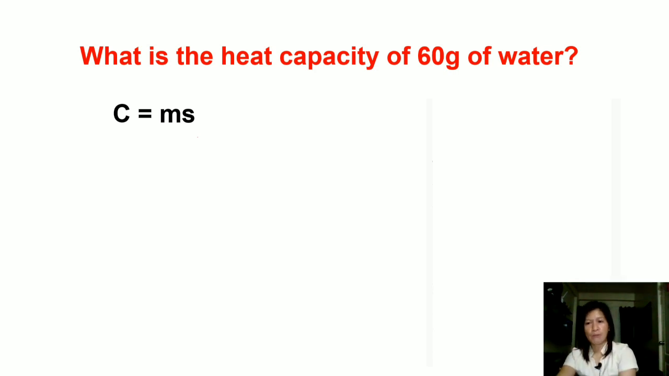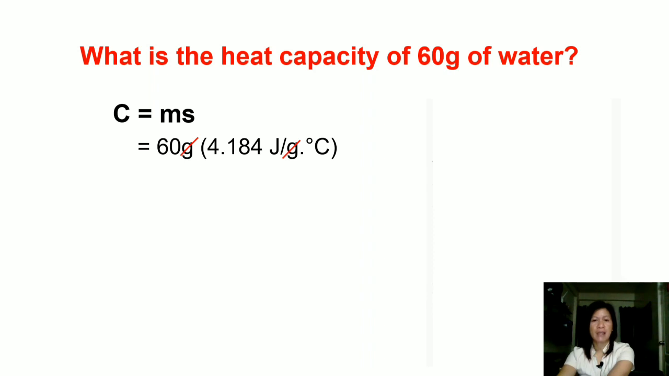And we have mentioned that it is 4.184 joule per gram degree Celsius. Substituting the given to our equation, we make use of the equation: heat capacity equals the product of mass of the substance and specific heat of that substance. C means heat capacity, S is specific heat. Specific heats are constants. Heat capacities are to be computed according to the amount of substance given.